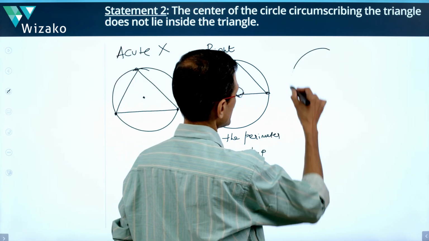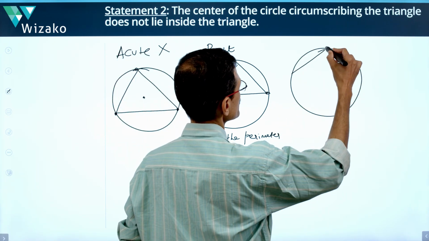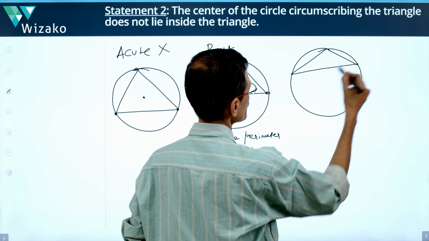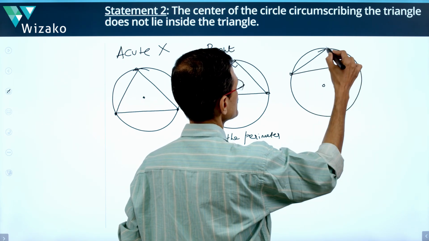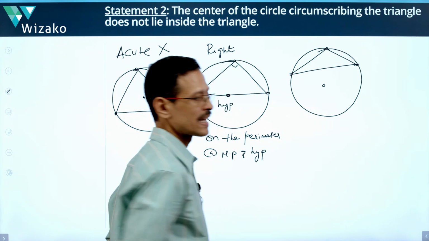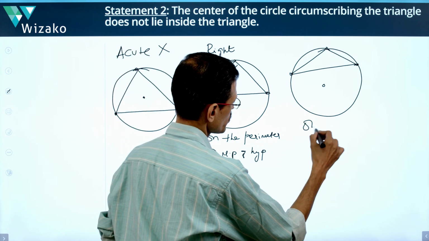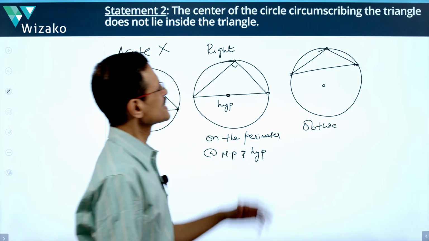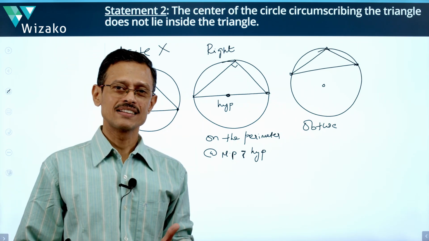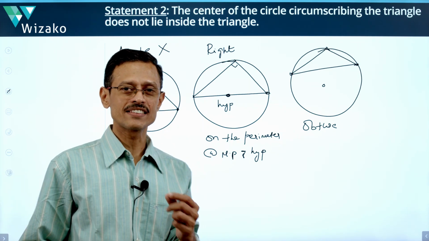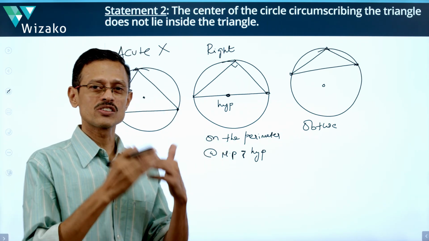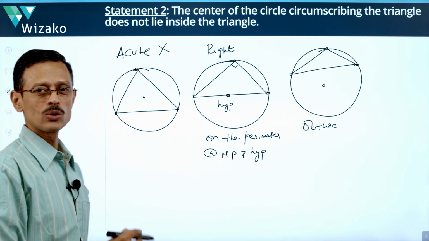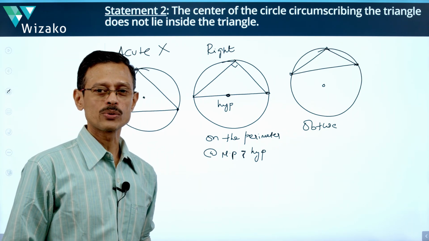For an obtuse angle triangle, this is how it will pan out. This is the circumscribing circle. The center of the circumscribing circle will lie outside the triangle for an obtuse angle triangle. The statement could have said it's lying outside. It did not say that. It gave us an indication saying that it is not lying inside. If it is not lying inside, the only thing that we can rule out is that the given triangle is not an acute angle triangle.